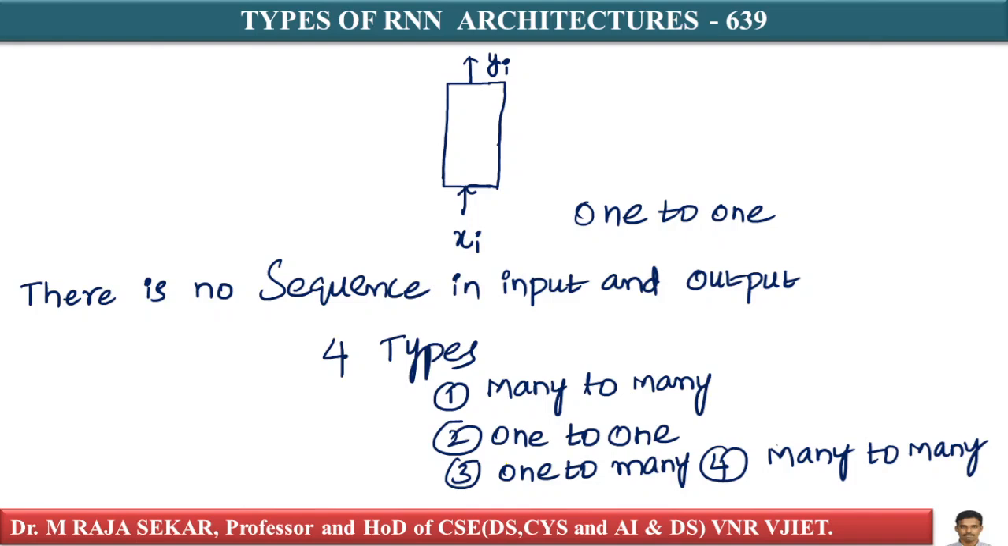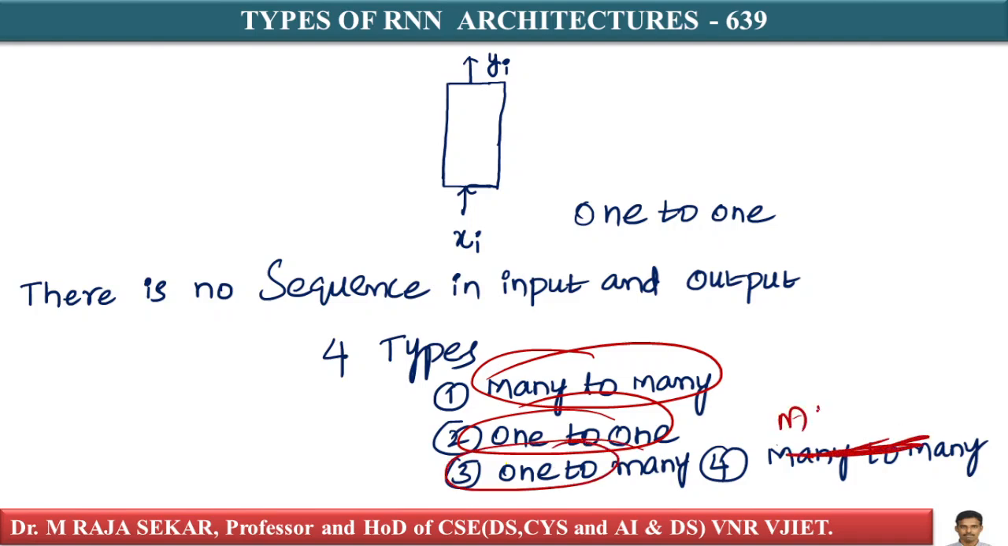We have seen many to many. We have seen one to one. We have seen one to many, isn't it? There are 4 types. Many to one, many to many, one to one, one to many. This is many to one. Just check this one. These are basically 4 types of RNNs.